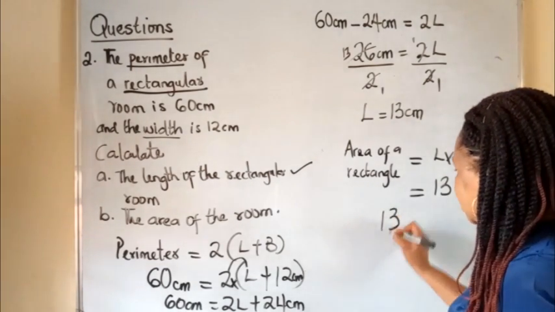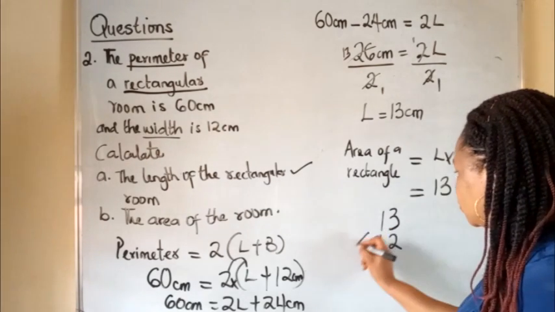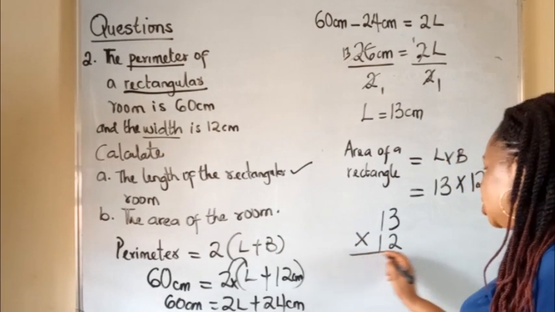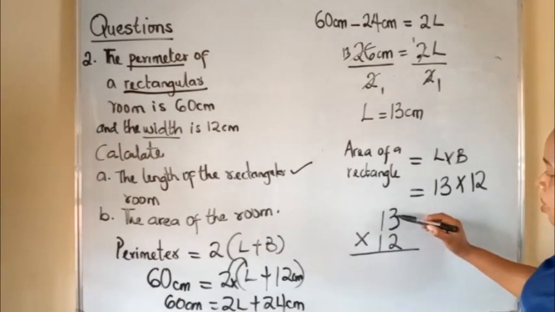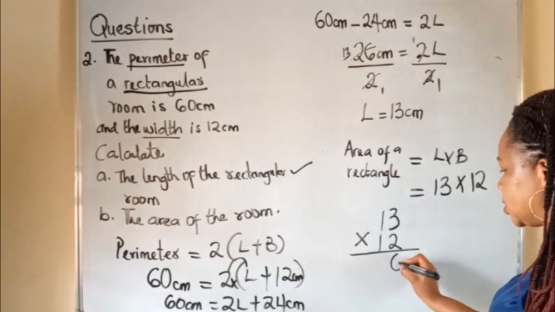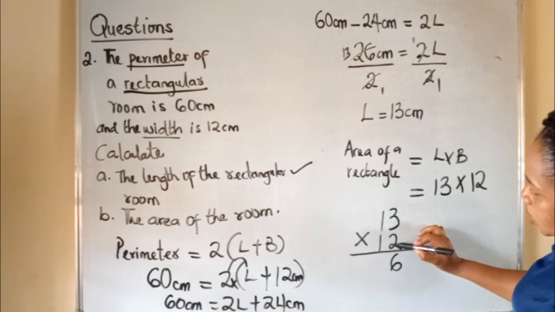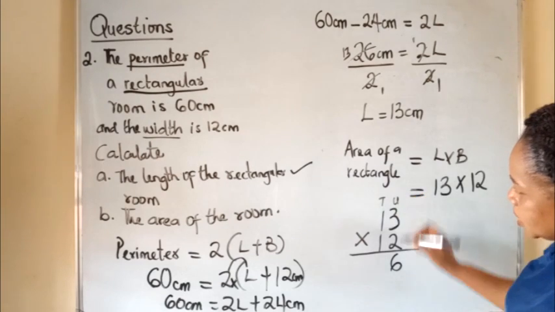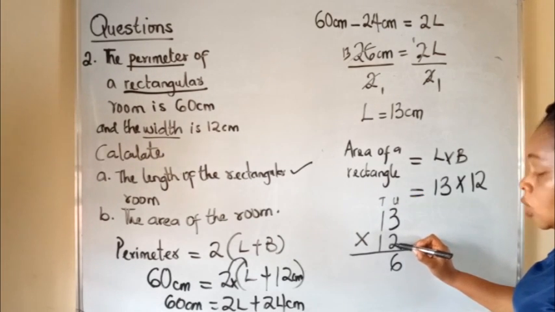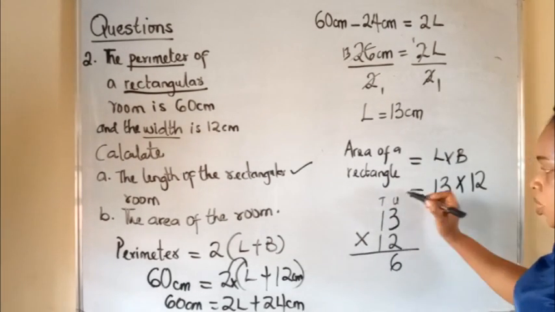You start 13 times 12. This is how to do multiplication of 2 by 2 digits. 2 times 3 will give us 6. And the same 2, this is the tens, this is the units. When we're doing multiplication, we'll start from the units. We'll start from the unit side.